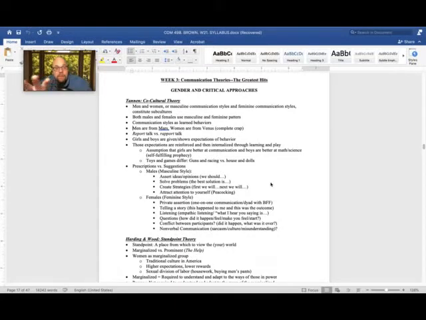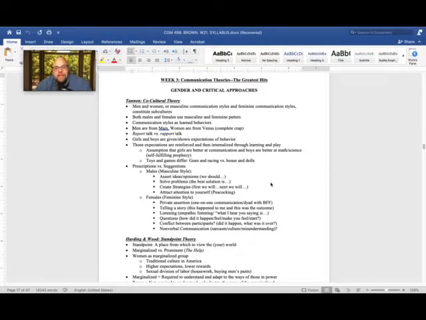Now, I've divided it up as best I can into types of theories, and so the first one is gender and critical approaches. And if you'll remember from last time, when we hear that word critical it just means that you're trying to cause change in a society, in your culture. So you want to improve something. And so these theories, these 2, are 2 feminist theories that, of course, are trying to improve the position of women in our culture. The first comes from Deborah Tannen, and it's called co-cultural theory.